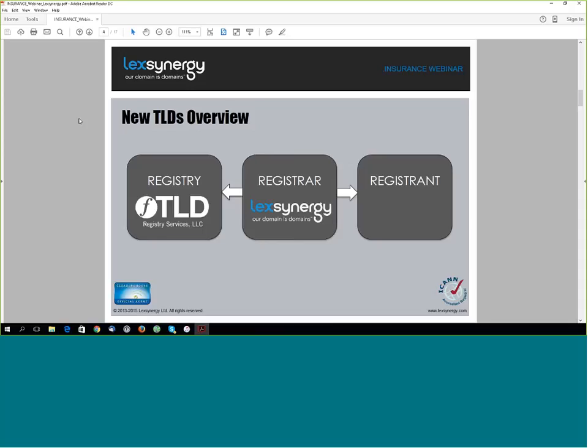In this new GTLD process, it's also very important to understand where the parties fit into the whole process. So FTLD, which is the registry operator of .insurance, they were the applicant for .insurance and they run the TLD. Lexsynergy as a registrar is accredited to sell .insurance domain names, and there are a couple of registrars out there, and we basically interact with the registrant.